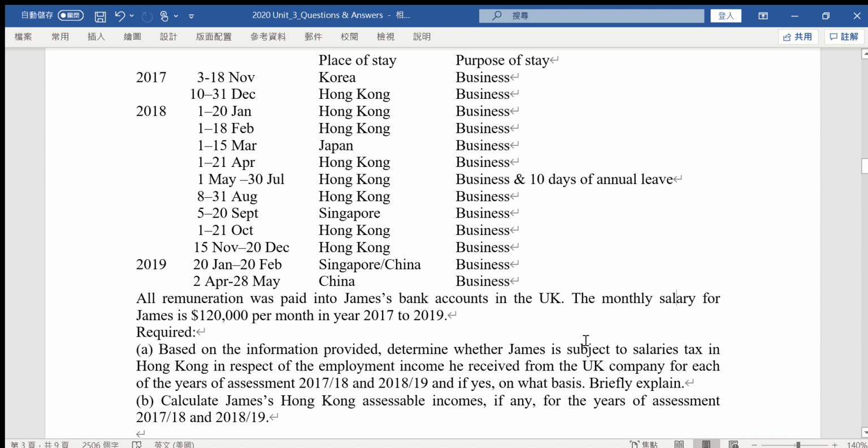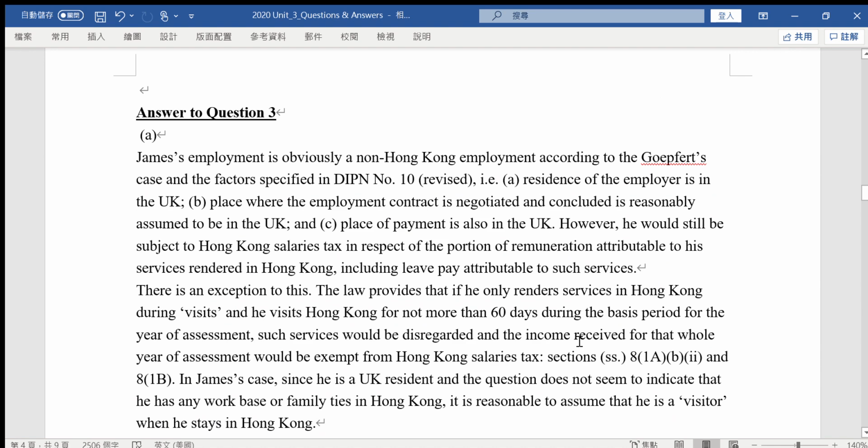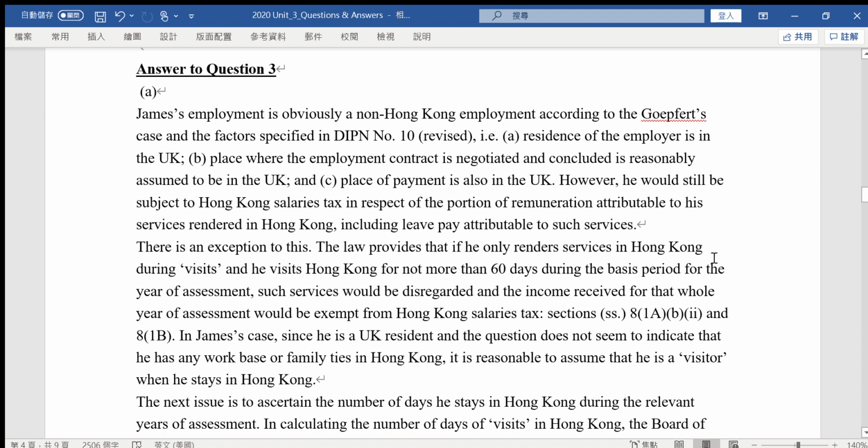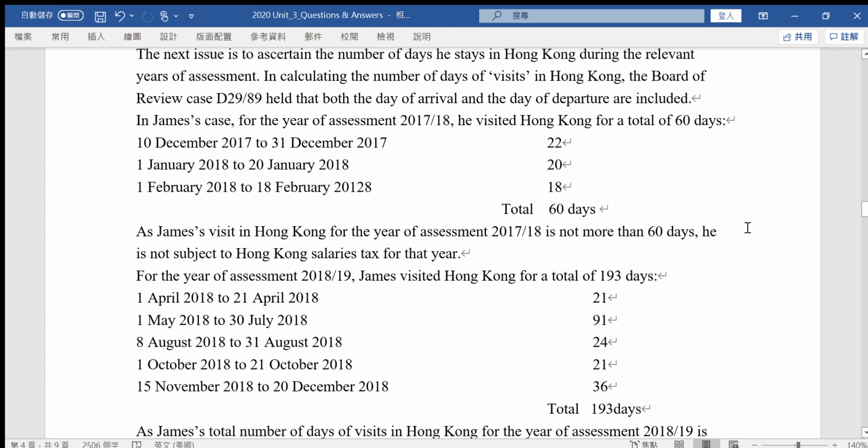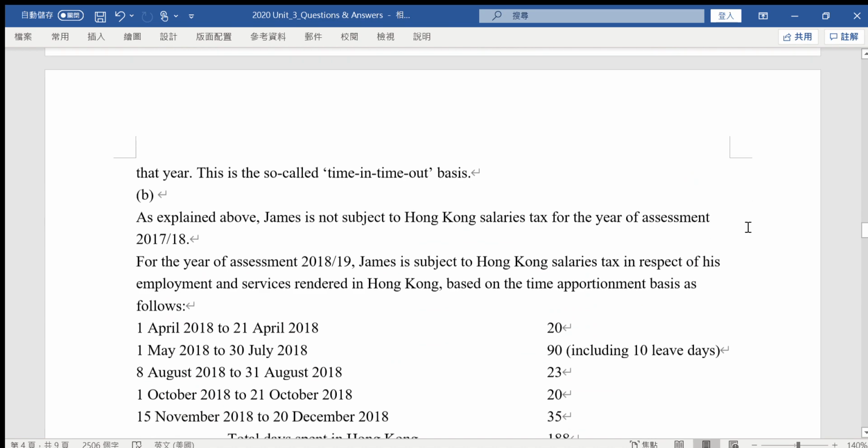And then you need to explain whether James is subject to salary tax in Hong Kong or not. Now we count. And also you need to discuss those things related to the questions. By looking at that, finally, James should basically have a foreign source of employment. The three factors totally support that he has a foreign source of employment.